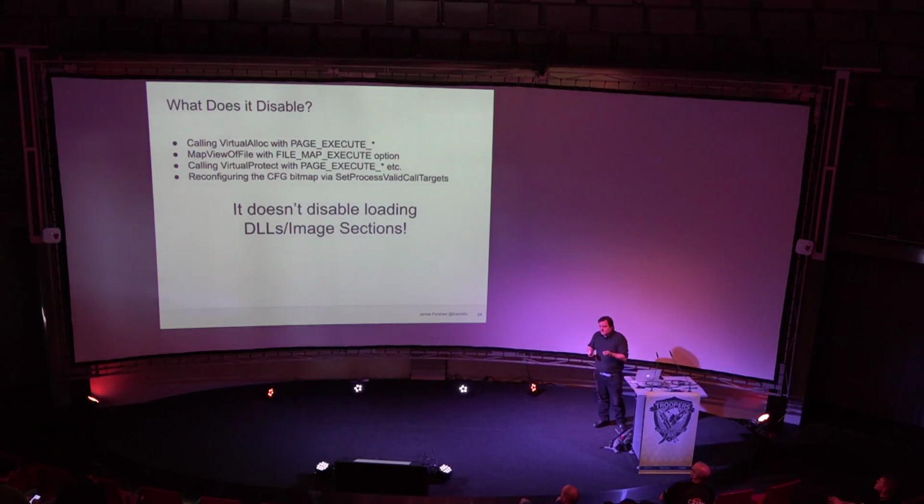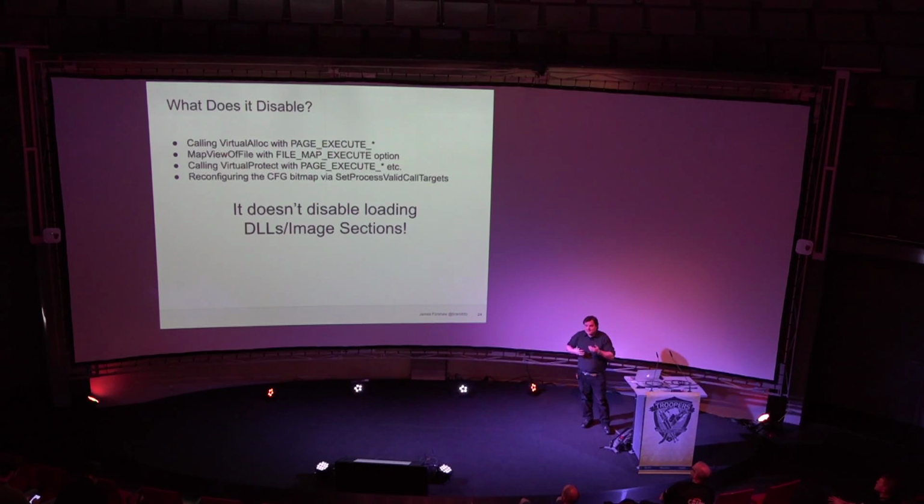So it pretty much disables all the known suspects. VirtualAlloc, MapViewOfFile as an executable image, VirtualProtect, changing the protection of an existing block of memory into executable code, and even things like reconfiguring Control Flow Guard so that you can't set new executable targets. But it doesn't do anything against loading a DLL.